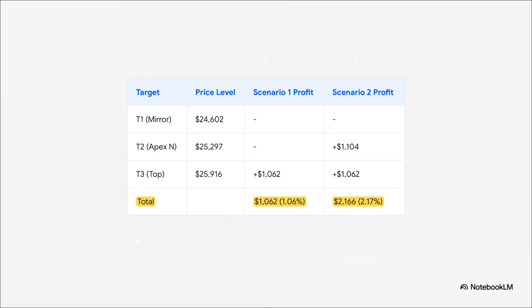Okay, so based on that whole setup, the plan lays out two possible scenarios. Scenario 1 is pretty straightforward. What happens if only that first entry at M gets hit? The expected profit there is about $1,062. Then you have scenario 2. This is what would happen if the price dropped and also triggered that second entry at P of C. In that case, the total expected profit jumps up to over $2,000 or about a 2.17% return.